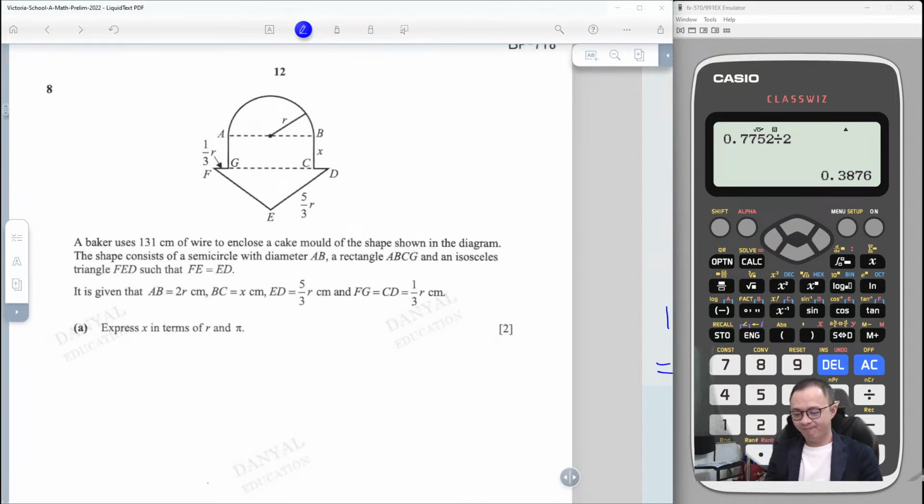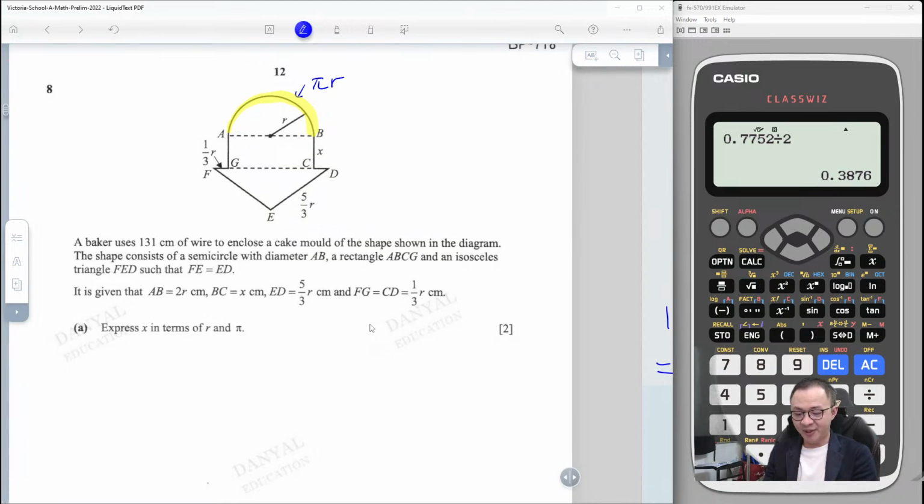Okay. Yeah, you can read the question. Basically, they tell you a baker used 131 centimeters of wire to enclose a cake mold of the shape shown in the diagram. So the shape consists of a semicircle. So you can see the semicircle. So the arc length here, let me try the pen. So the arc length here is basically pi r, right? Because it's half of the circle.